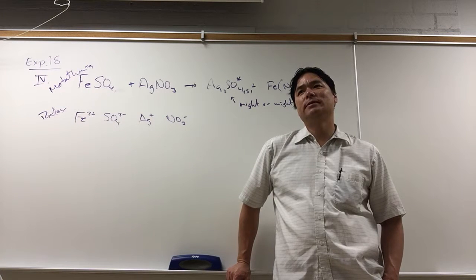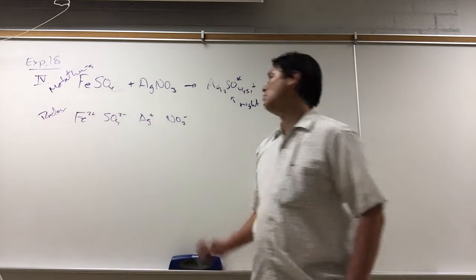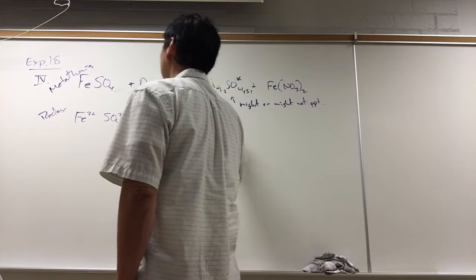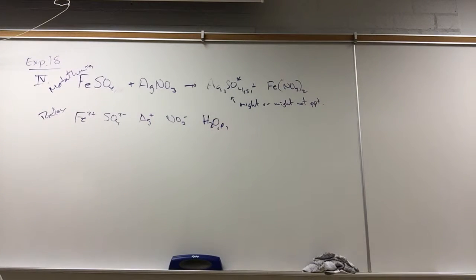There's one major species missing. What is it? Water. A lot of people forget that all the time, but if you get in the habit of doing it, sometimes it's easy to forget because you look at it and you go, oh, water is not going to react. You can automatically tell after you've done a bunch of these. But not until you've done a bunch of these, you should include all the species. And then we just consult the chart.